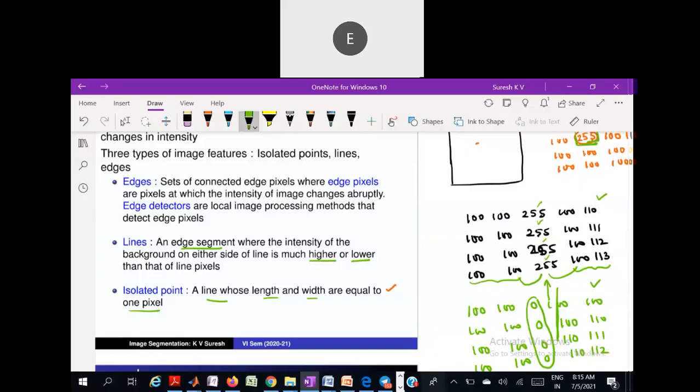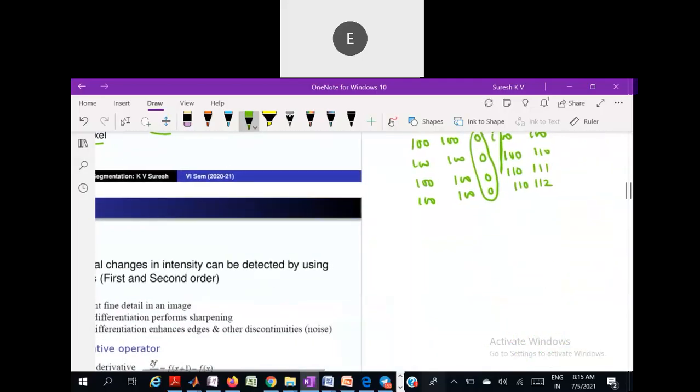Okay. Now, what is an edge? I think you already know an edge. Let me give you an example for it, which I also gave you sometime when we were discussing low pass filter or the effect of low pass filter. Just observe this.